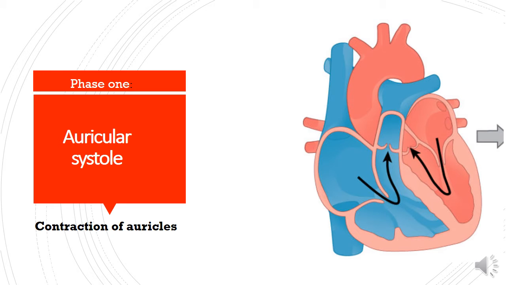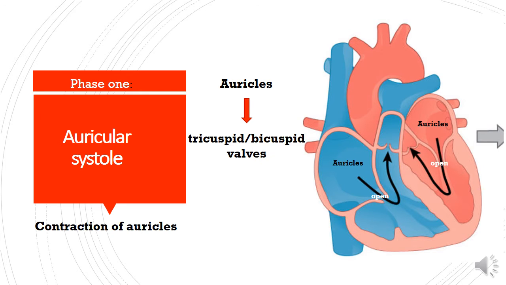So here we have the heart. We have blood being present inside the auricles. What happens is that the auricles start to contract, pushing on themselves, forcing the blood to pass through the tricuspid and bicuspid valves. Tricuspid valves are on the right side, bicuspid valves are on the left side. These valves are open, and when the auricles contract, they push the blood from the auricles into the ventricles.